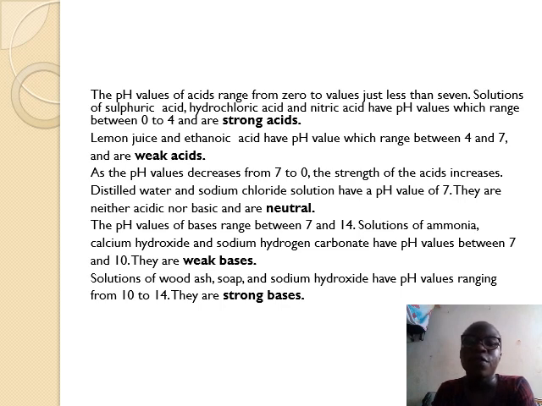The pH value of bases ranges between 7 and 14. Solutions of ammonia, calcium hydroxide, and sodium hydrogen carbonate have pH values between 7 and 10. They are weak bases. Solutions of wood ash, soap, and sodium hydroxide have pH ranging from 10 to 14. They are strong bases.